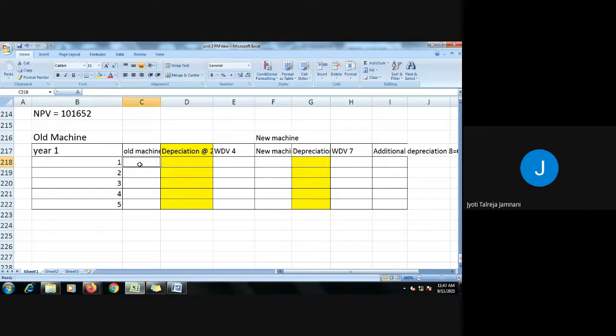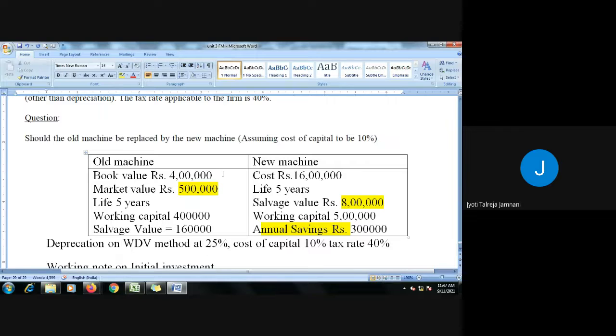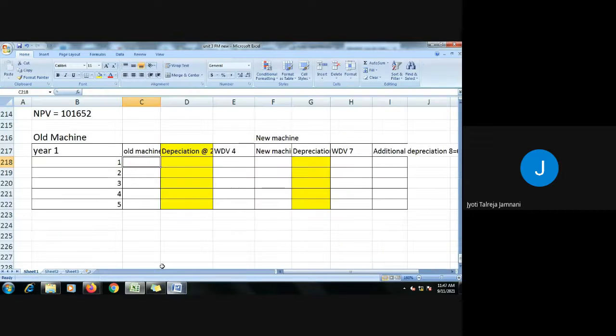In the question, they gave the old machine value as 4 lakh rupees. Let's just cross check. Old machine book value 4 lakh, new machine 16 lakh. So 4 lakh is the value for the old, and for the new machine it is 16. We have to find depreciation, which is 25% on 4 lakh, and that comes to 1 lakh. So 4 lakh minus 1 lakh, the written down value is 3 lakh.